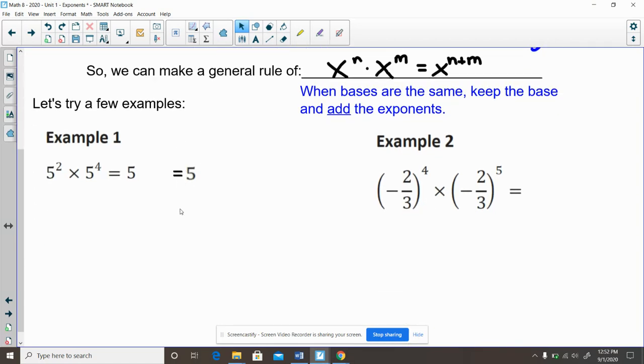So let's try a few examples. Example 1: 5 to the 2nd times 5 to the 4th. Well, the bases are the same, so my rule applies.